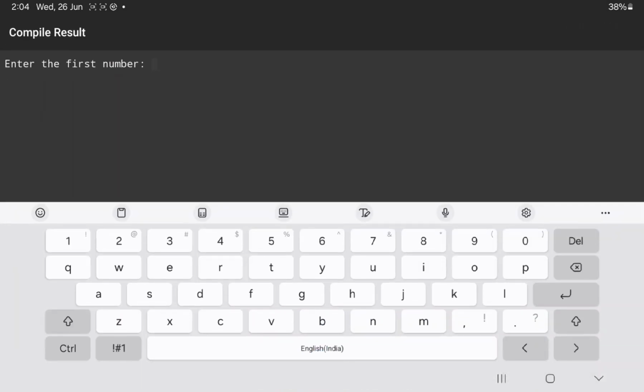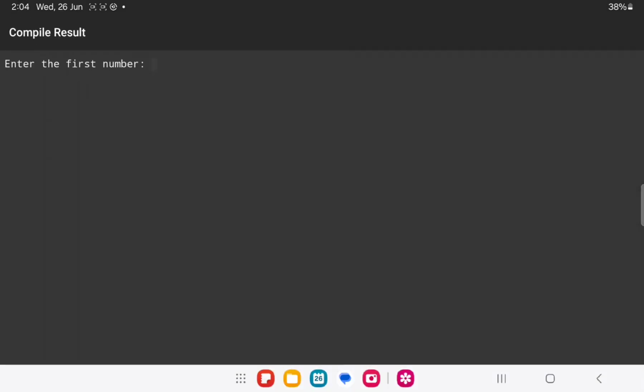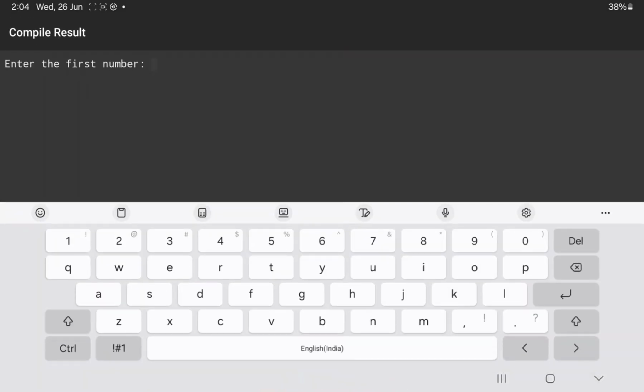Next we want to try multiplication. You want to write 7 into 3, 21, and lastly division. 8 divided by maybe let's say 4, 2.